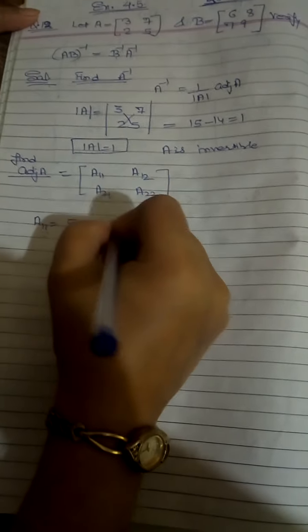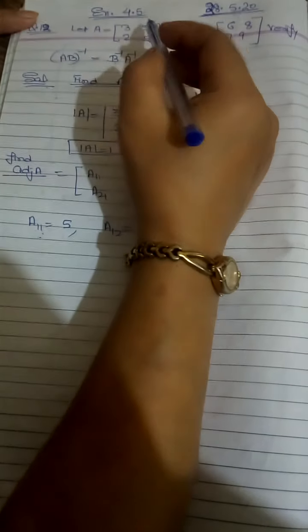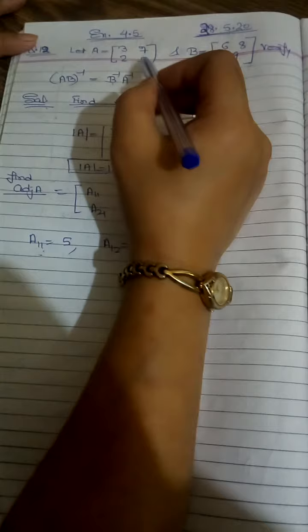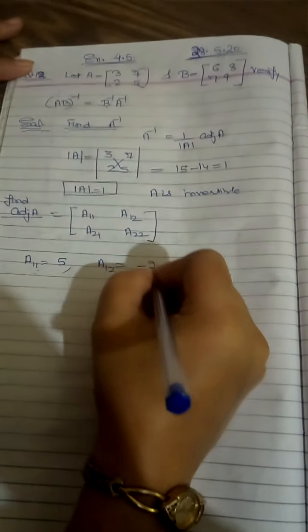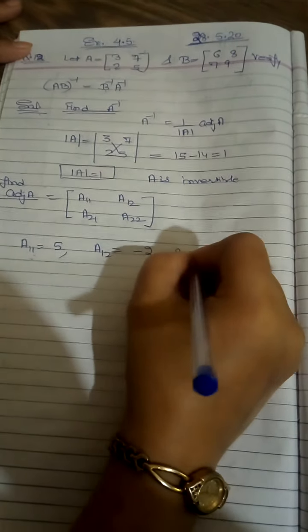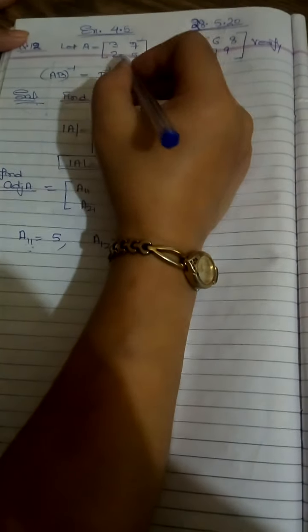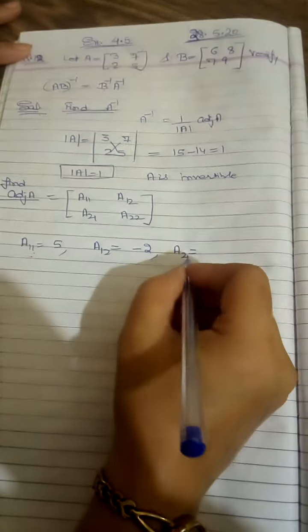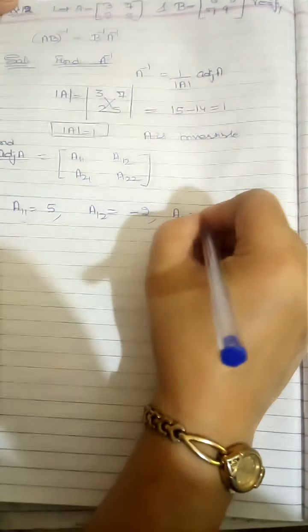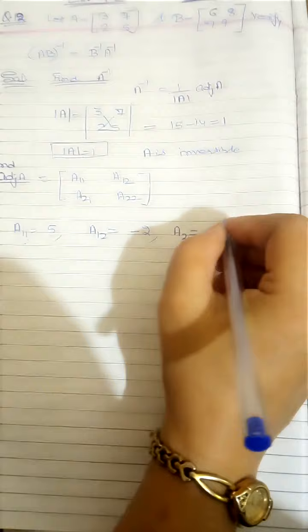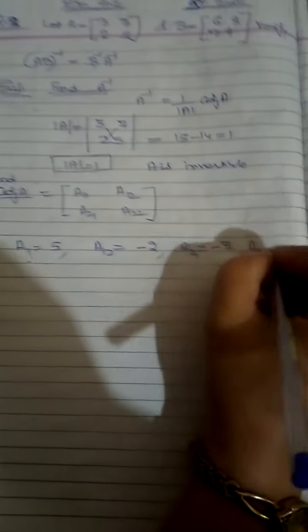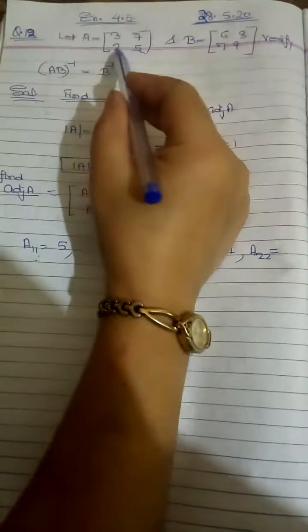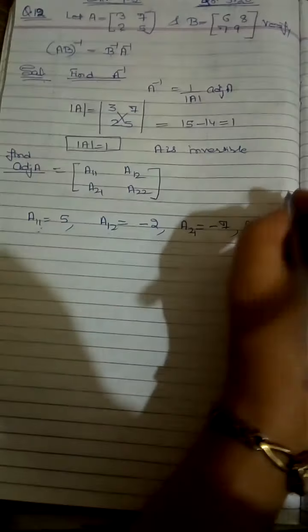Now similarly we can find A12. What is A12? This term is A12, it is 2, and 1 plus 2 is 3, that is odd, so minus 2. Now A21, what is the value of A21? Leave this row and this column. What is coming here? 7, and 2 plus 1 is 3, that is odd, so minus 7. Now you will find A22. The value of A22 is this one. Leave this row and this column. What is coming here? 3.